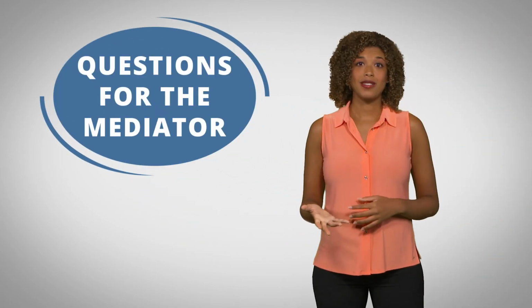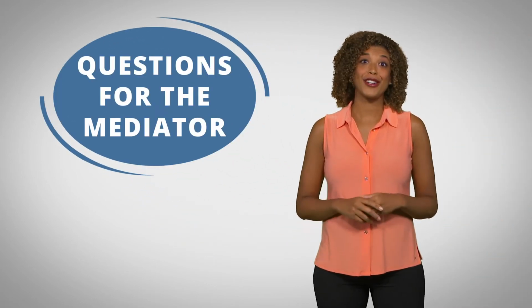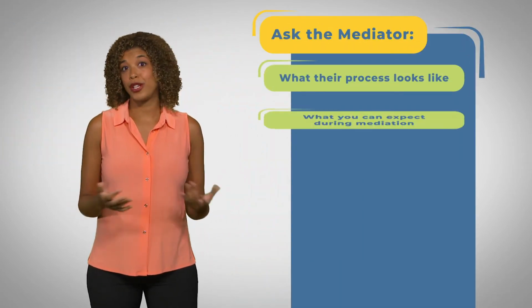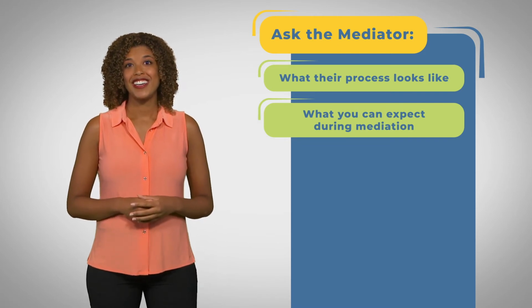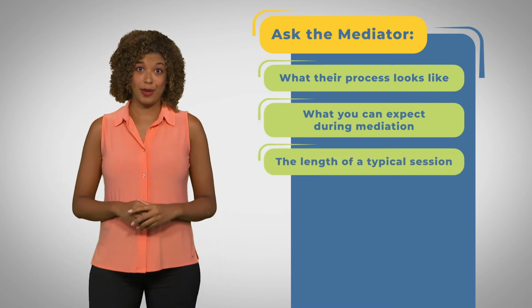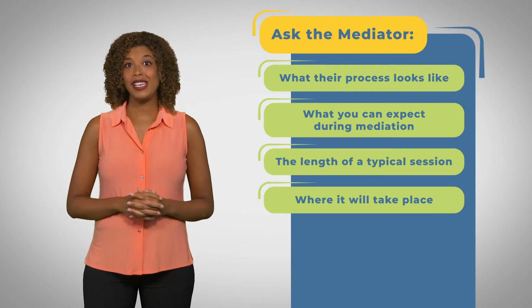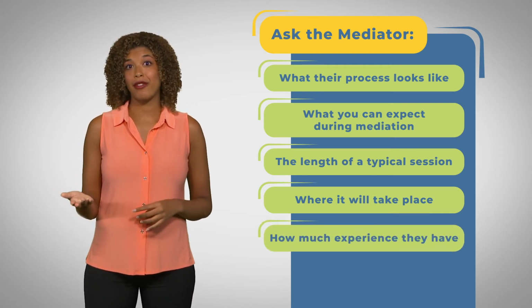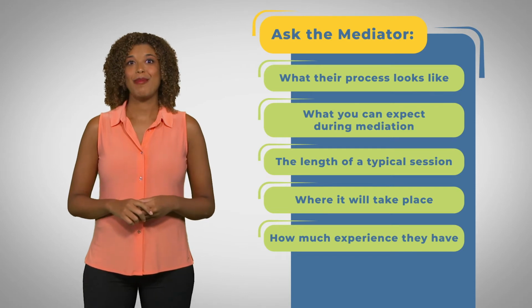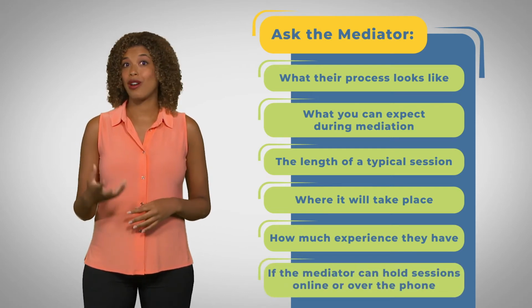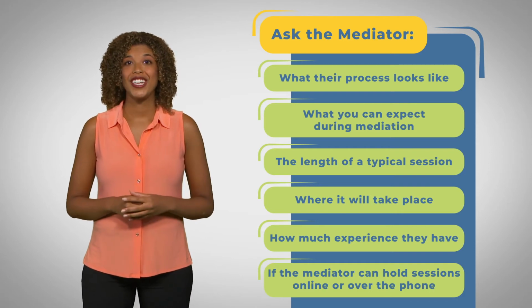The mediation process can look very different depending on your case type and setting. When selecting a mediator, you should ask them what their process looks like and what you can expect during mediation. Consider asking about the length of a typical session and where it will take place. You can talk to a potential mediator about how much experience they have with your type of case. Depending on your situation, you may want to ask if the mediator can hold sessions online or over the phone.